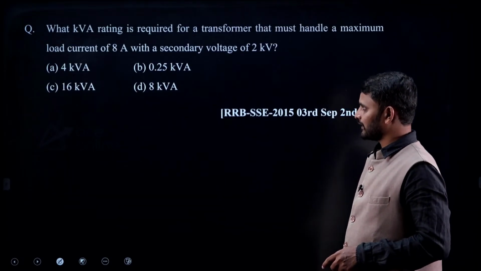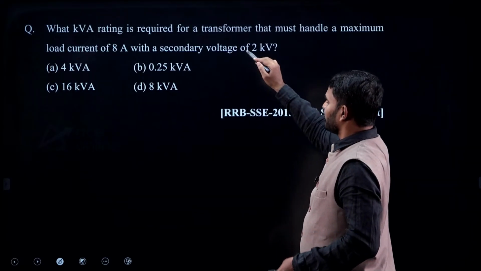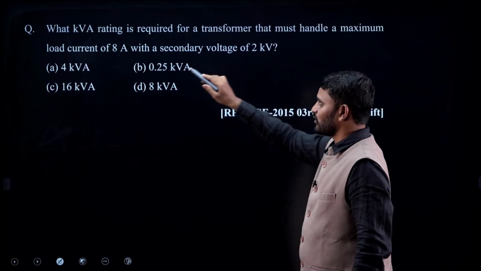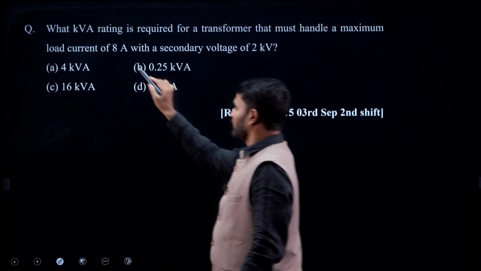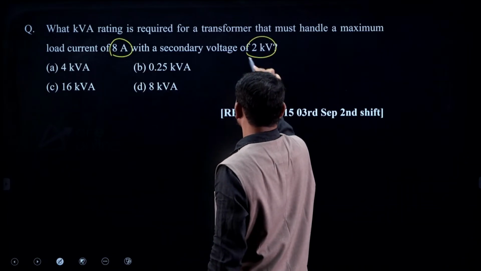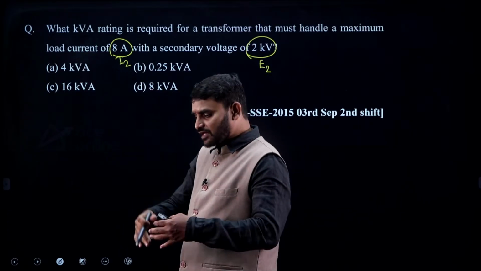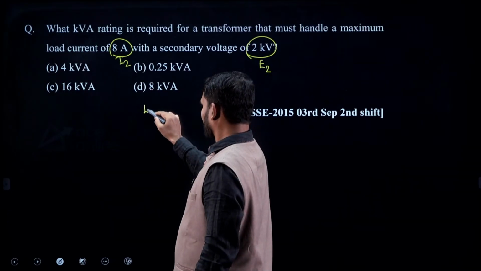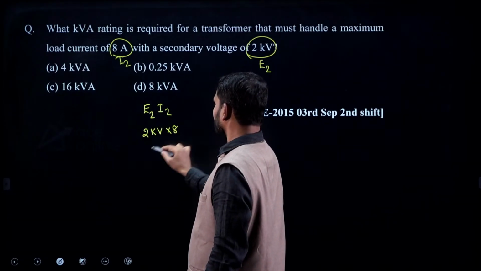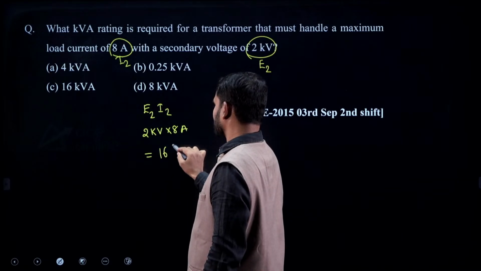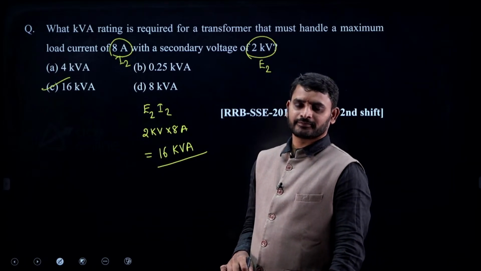Okay. Now look at this question. What kVA rating is required for a transformer that must handle a maximum load of 8 amperes with a secondary voltage of 2 kilovolts? Load current is given, secondary voltage is also given, E2 and I2. So what is the load kVA it can handle? kVA is E2 into I2. 2 kV into 8 amperes, so you will get 16 kVA. C is right.